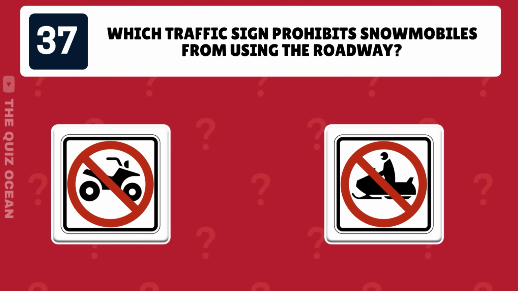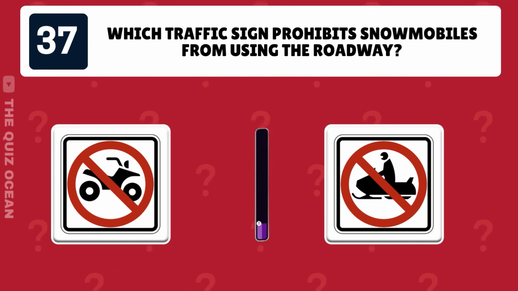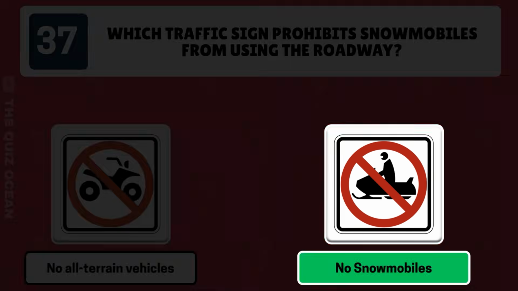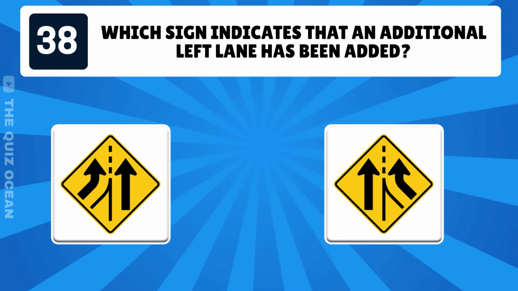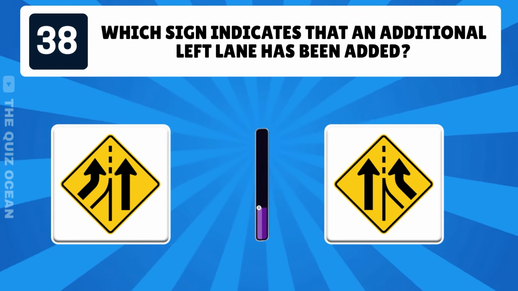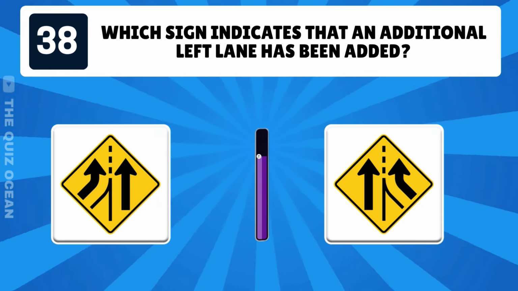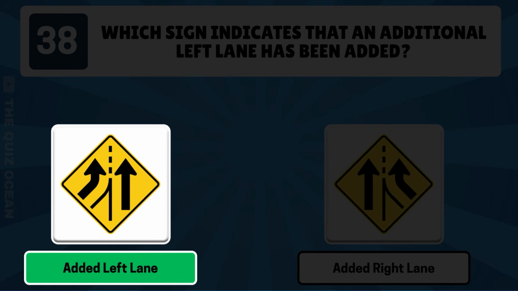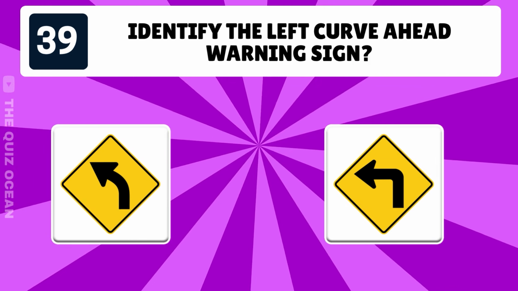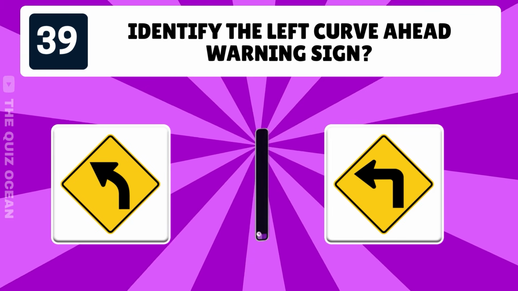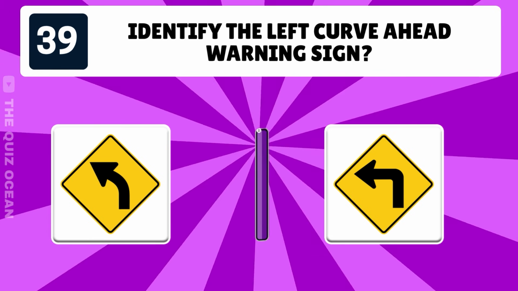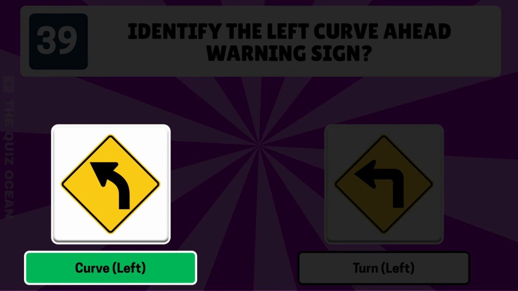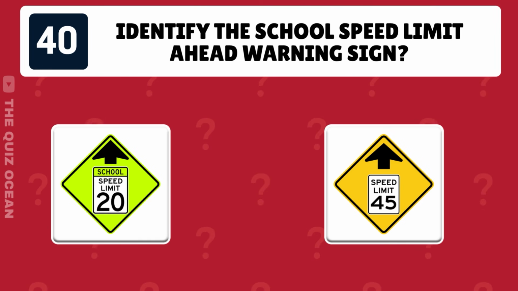Which traffic sign prohibits snowmobiles from using the roadway? Which sign indicates that an additional left lane has been added? Identify the left curve ahead warning sign. Identify the school speed limit ahead warning sign.